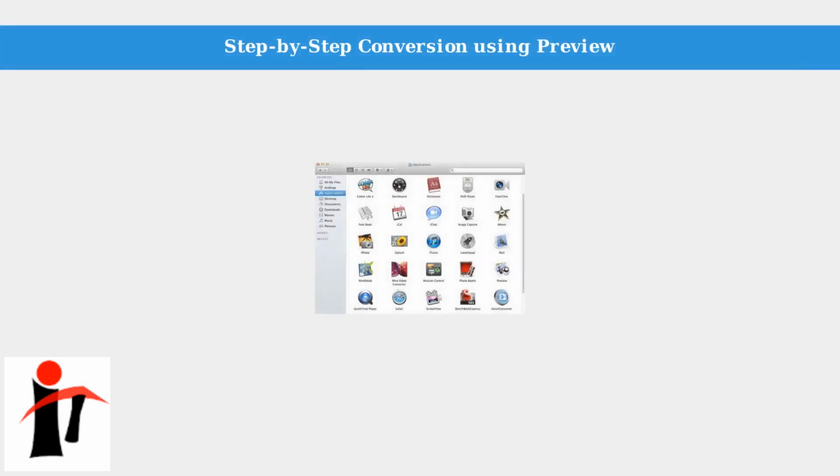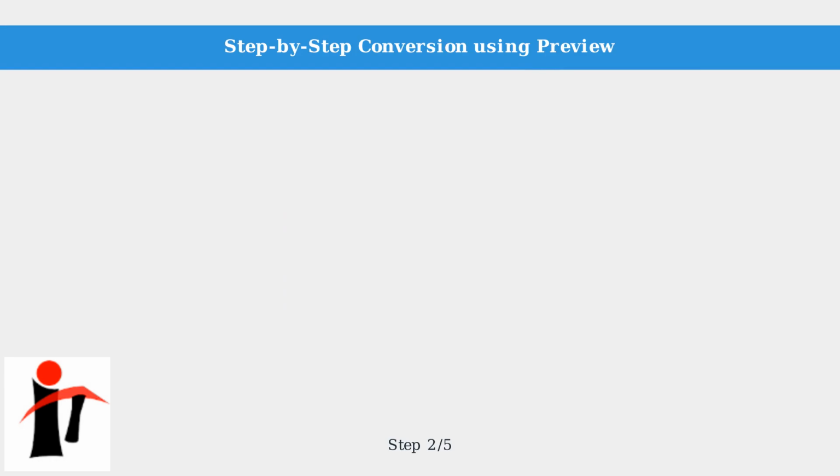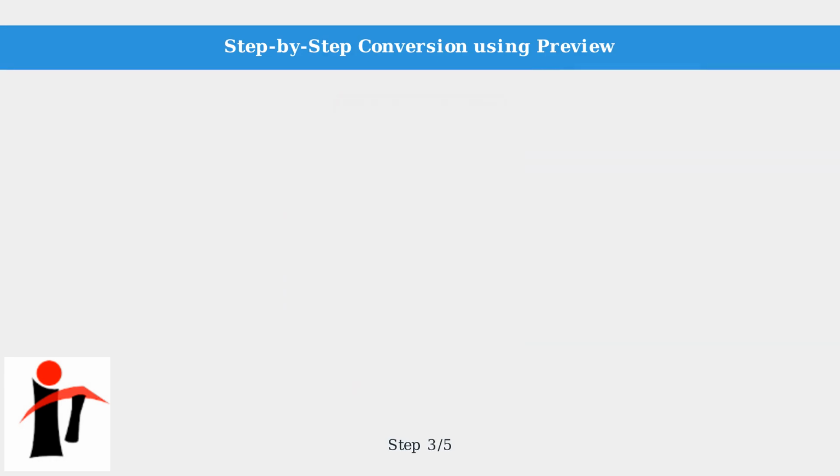Begin by locating your HEIC file in Finder and opening it with Preview. Once the HEIC file is open in Preview, click on the File menu in the menu bar. From the File menu, select the Export option to open the Export dialog. In the Export options, choose PDF as the format.